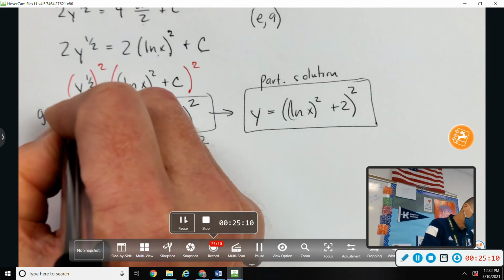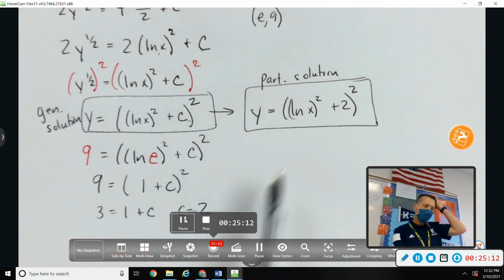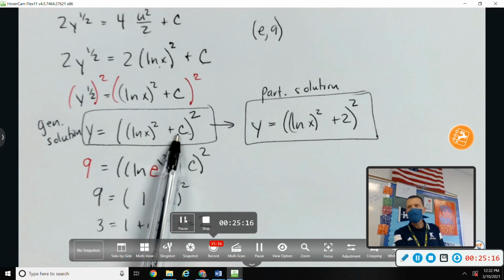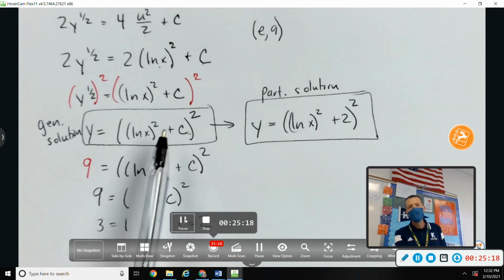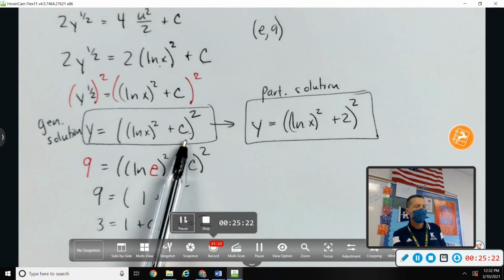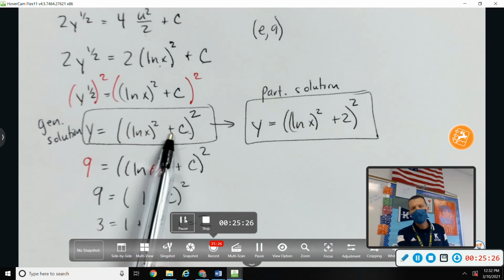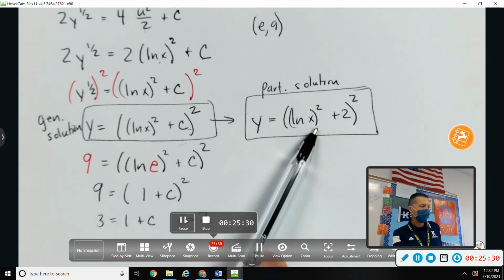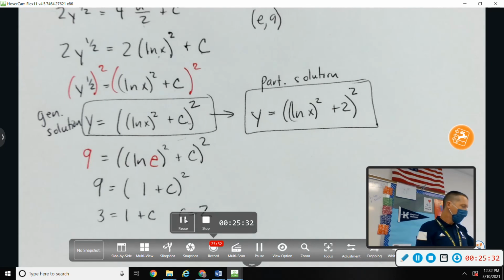So when they give you a point, they can ask you to get the exact solution. If they don't give you an initial condition, a point to work with, then you would just be stuck here with C. And there's at least one of each on the test. So if there's no information to start with, then you get it to a C, and that's as far as you can go. If they give you information, then you can get to the point where you can solve for C.